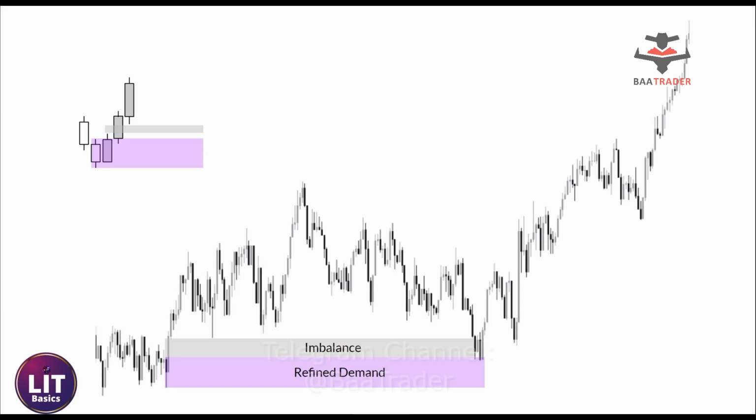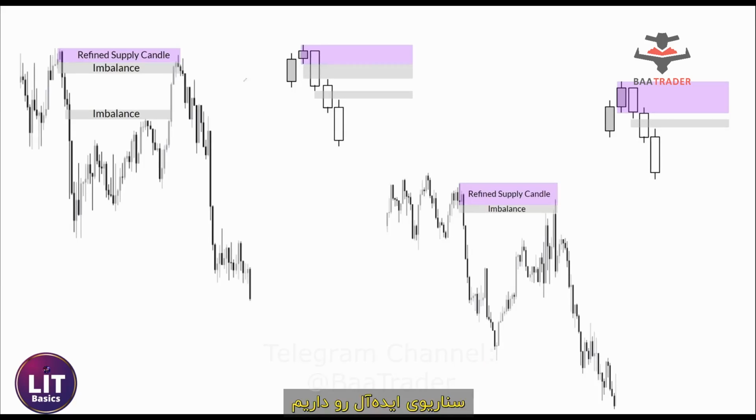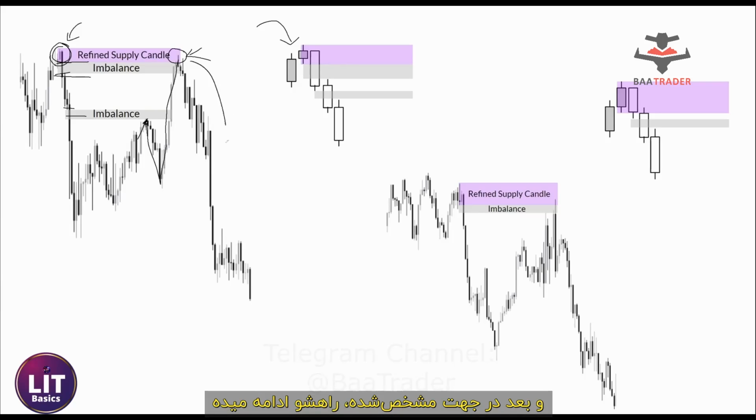So next we have the ideal scenario, which is where you've got this little candle, because this gives you the best RR, and then obviously your imbalance here. They come up, fill a little bit of this, go down, and then come all the way back up to what would be our extreme, and then fill this imbalance and the refined supply candle, and then continue in the intended direction.